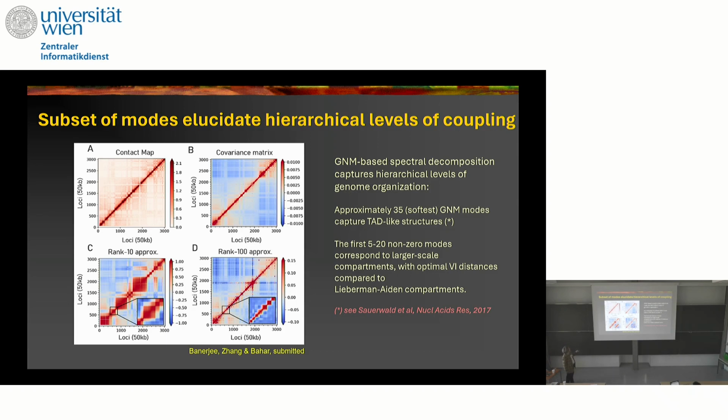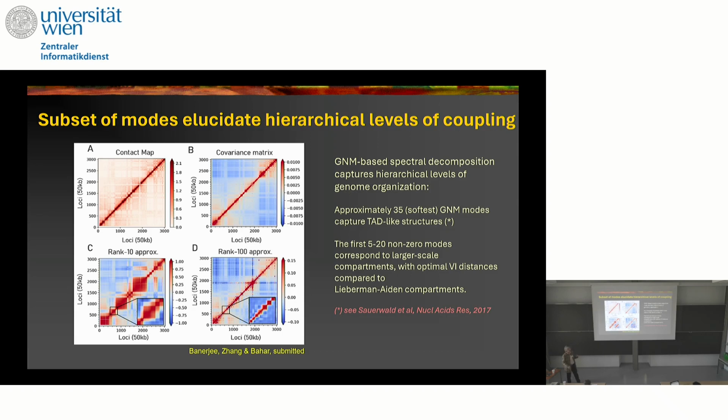This is the Hi-C map. This is the covariance map that we obtain, shown only for one of the chromosomes, just for simplicity. And the same thing, if we recalculate using a subset of modes, let's say 10 modes, we can now discern larger scale cooperativity. If we take 100 modes, we can observe smaller regions.